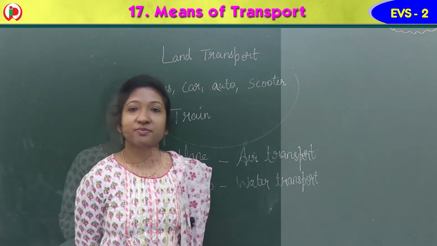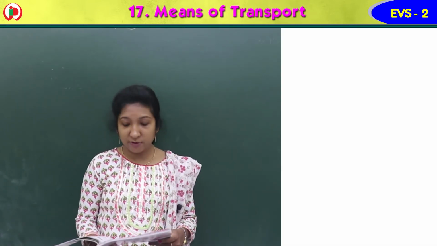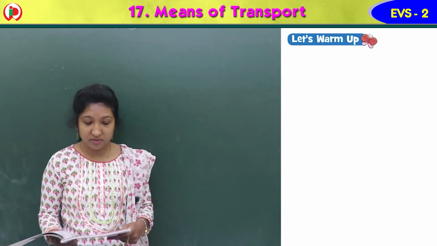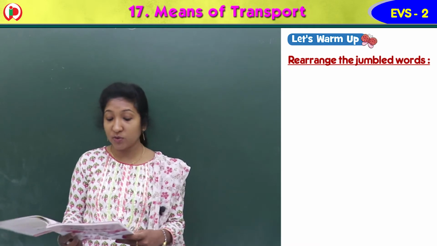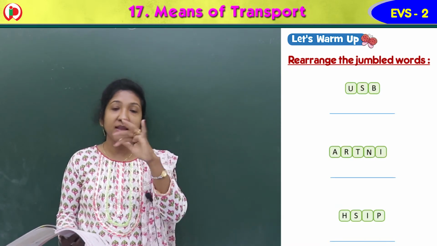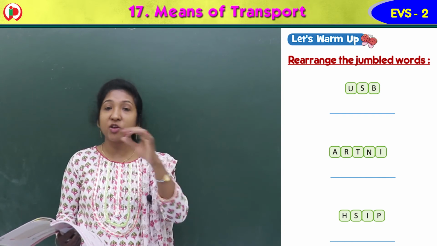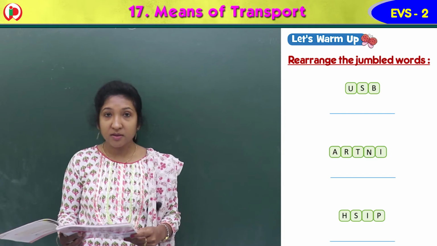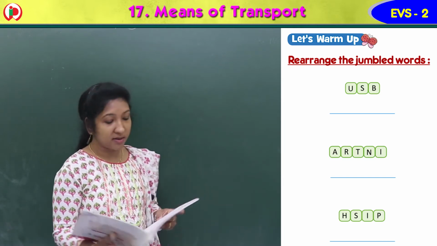Okay. Lesson 17, means of transport, page number 50. Let's warm up. Rearrange the jumbled words. Here some words they have given. You have to rearrange them and form the correct word. Okay, children?